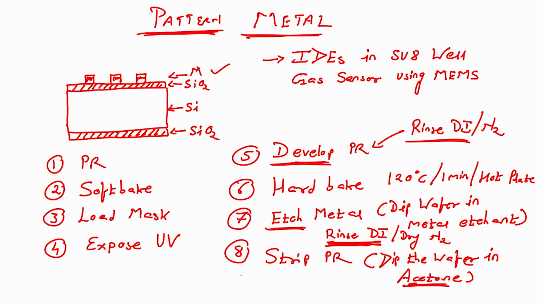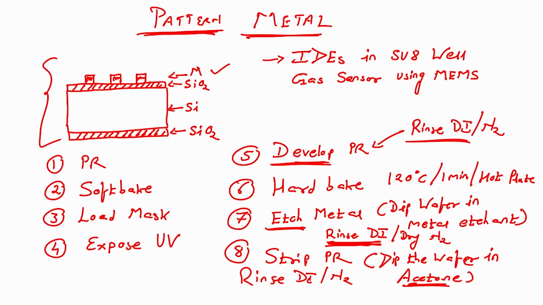After acetone you have to rinse with DI water and dry with N2. Got it? Now, how you can pattern the metal, you know it, very easy, super easy. Oxidation you know it, metal deposition you know it, lithography you know it. This is an example of how we can do photolithography for patterning the metal.